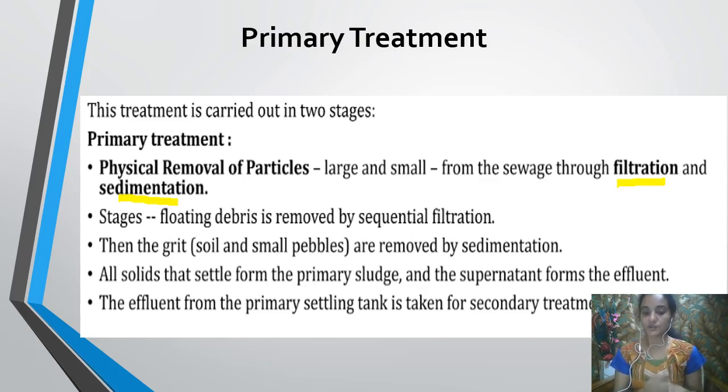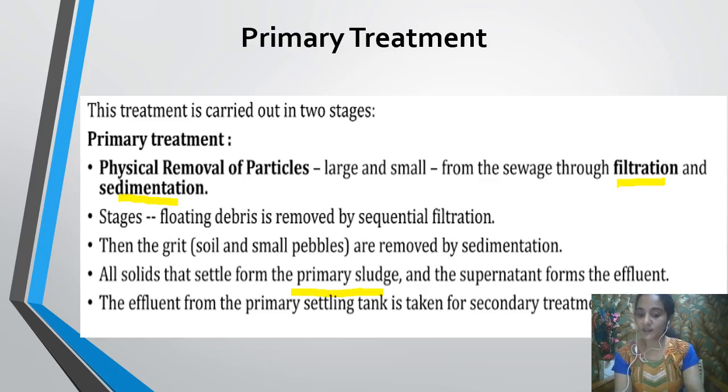And after filtration, you will allow it to settle down. That process is called sedimentation. So in sedimentation, what's happening? The heavier, denser particles will come down, and the lighter particles will come up. So first we are filtering it, and during filtration the debris and light particles can be removed. After that we sediment it, and by sedimentation the lighter particles come up and the heavy particles settle down. Now these heavy particles that have settled down, you call it primary sludge.